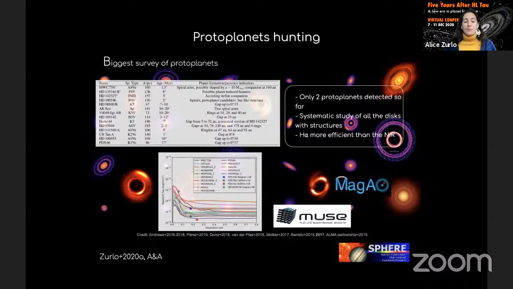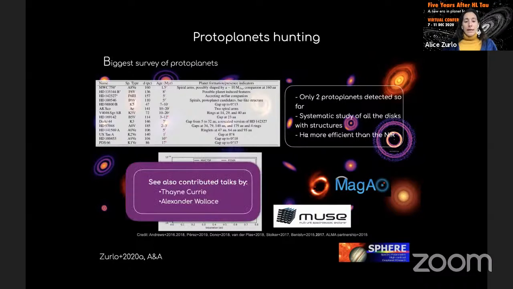So I think it is a very promising way to look for protoplanets and to look for the cause of these features. And also, I saw there are a couple of contributed talks on this topic by Curie and Bolas. So I really strongly encourage you to look at these talks.